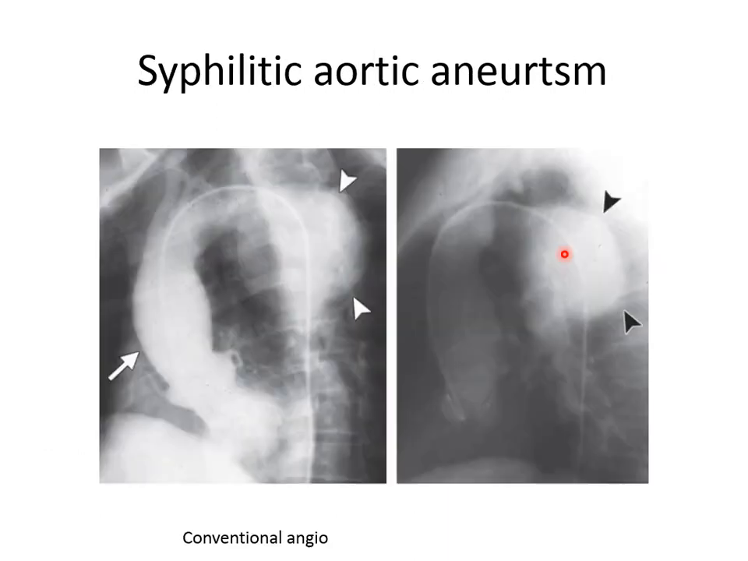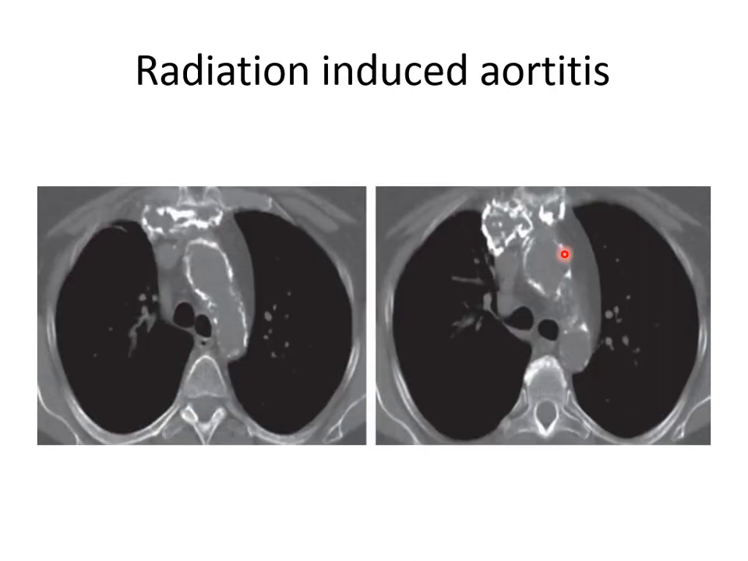And usually when does it develop? How much after radiation? Two weeks, ten weeks, years? It can be yearly, but usually after 10 years. After a lot of years? Yes, 10 years or more.